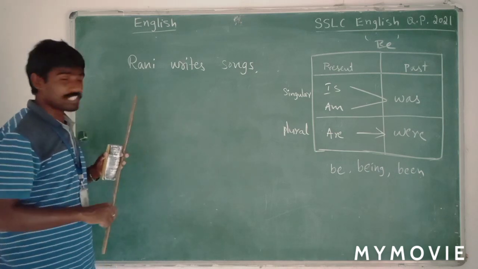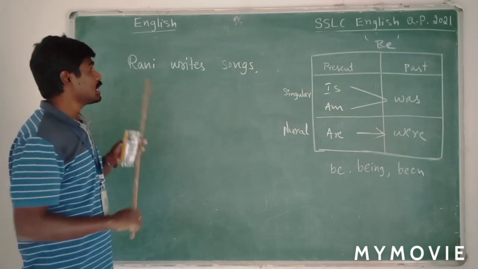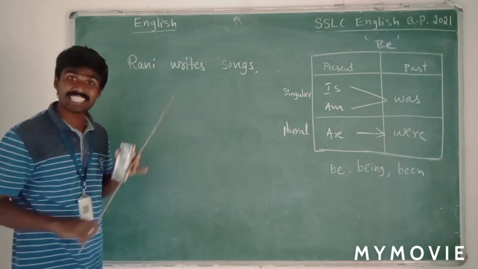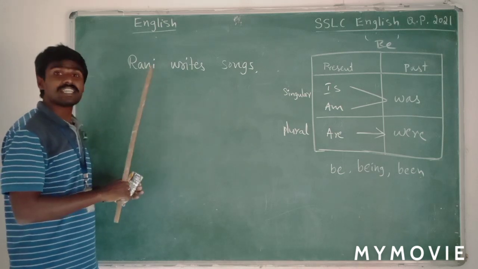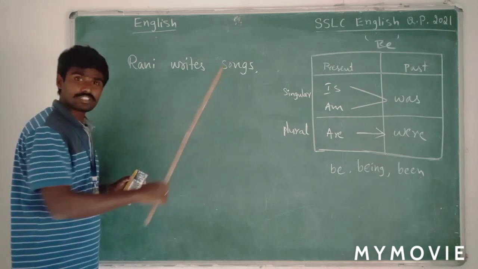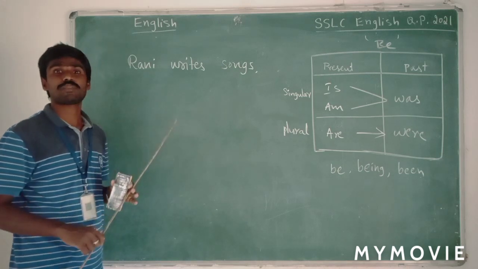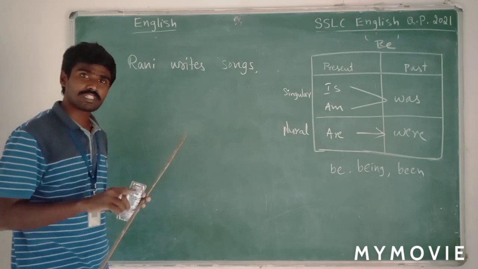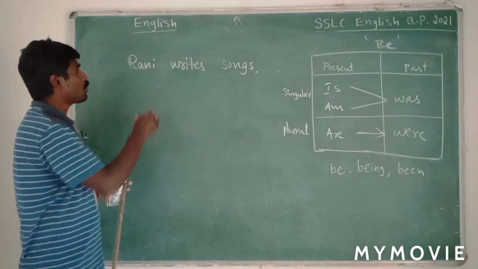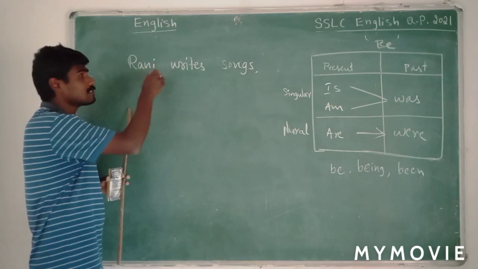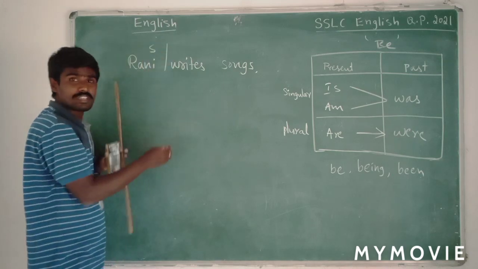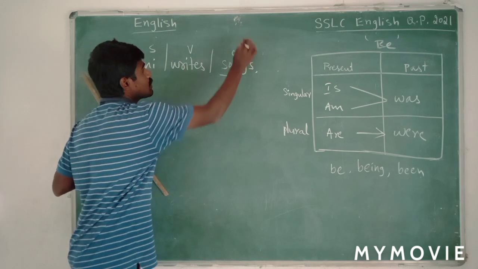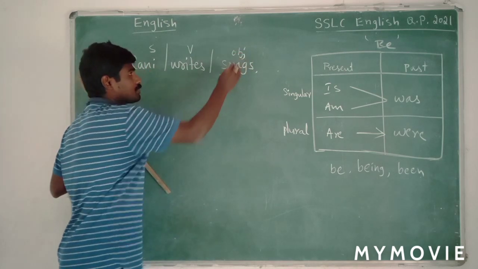The first step that I am going to follow is to read the sentence. Now let us read the sentence. Rani writes songs. This is the first step. The next step is to break the sentence into subject, verb and object. Now what is the subject in this sentence? Rani is the subject, writes is the verb, and the object is songs.